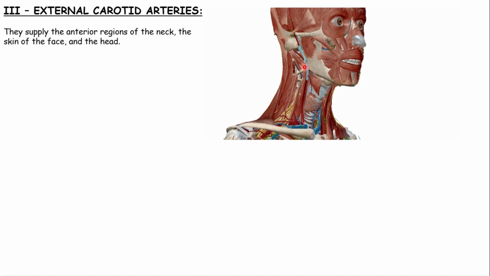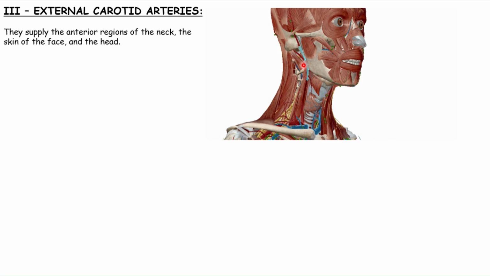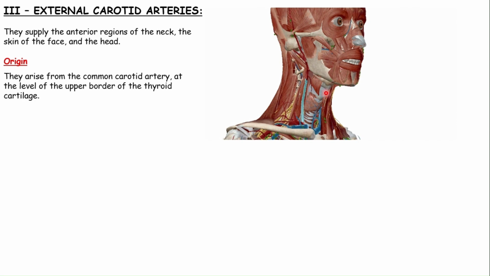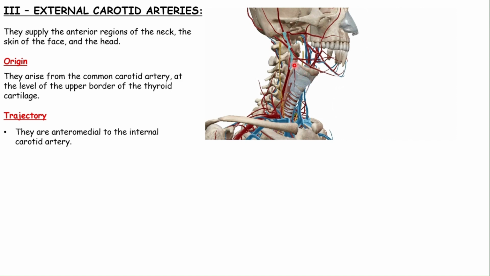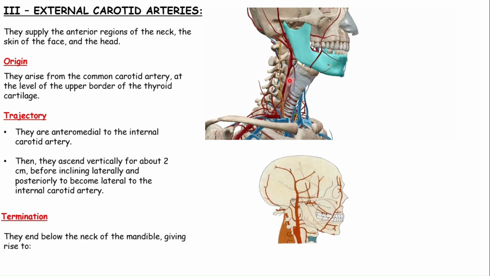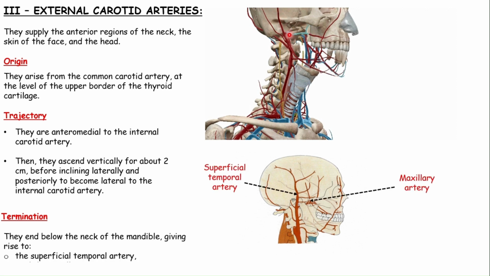Let's detail now the external carotid arteries. The external carotid arteries supply the anterior regions of the neck, the skin of the face, and the head. They arise from the common carotid artery at the level of the upper border of the thyroid cartilage. They are anteromedial to the internal carotid artery. Then, they ascend vertically for about 2 centimeters, before inclining laterally and posteriorly to become lateral to the internal carotid artery. They end below the neck of the mandible, giving rise to the superficial temporal artery and the maxillary artery.